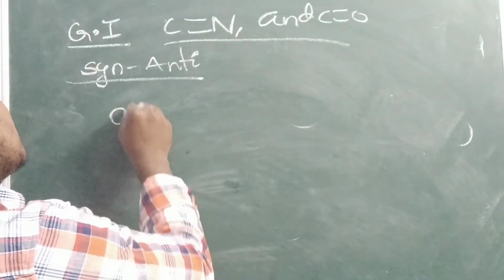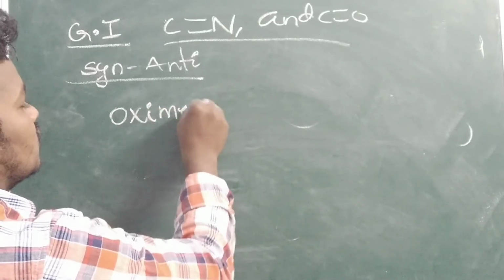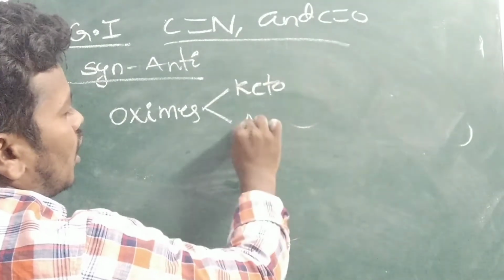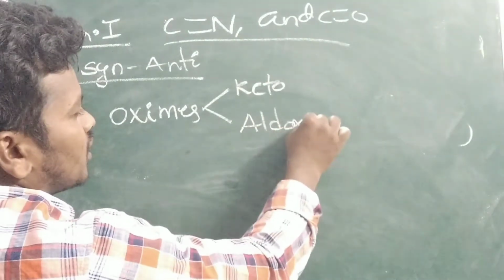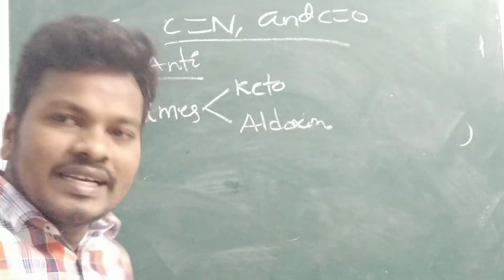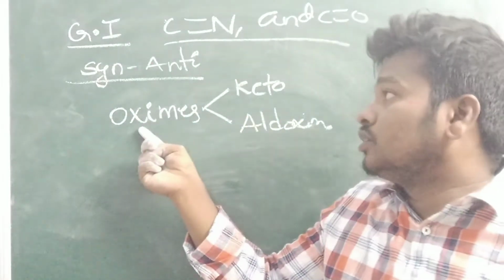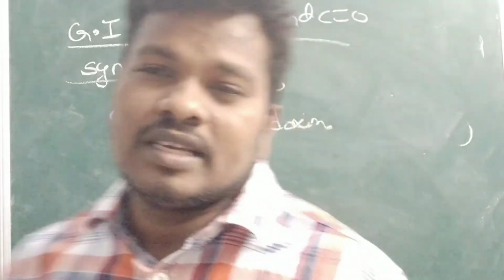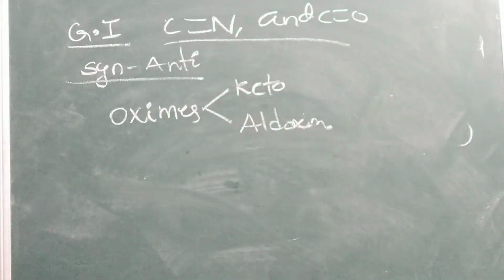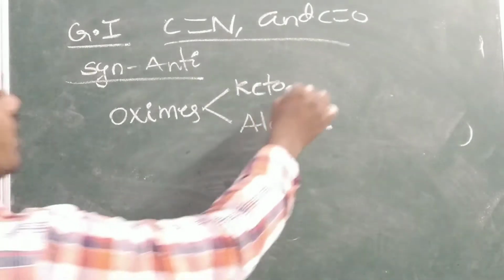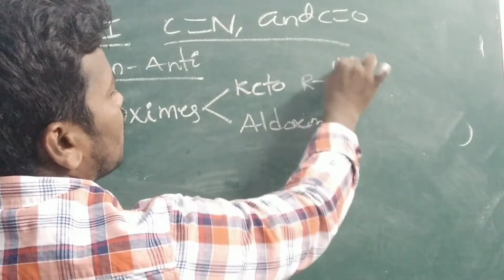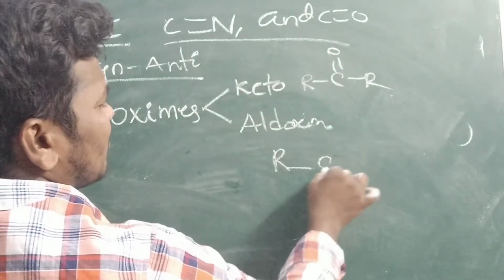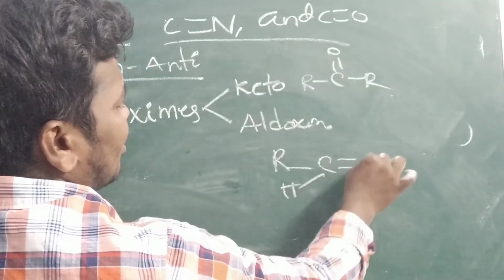It is exhibited in two types again: oximes, ketoximes and aldoximes. Very interesting topic. So syn and anti are again of two types based upon the oximes, ketoximes and aldoximes. What is meant by ketoximes? What is meant by aldoximes? We know that a ketone is R C double bond O R, and an aldehyde is nothing but an aldehyde.